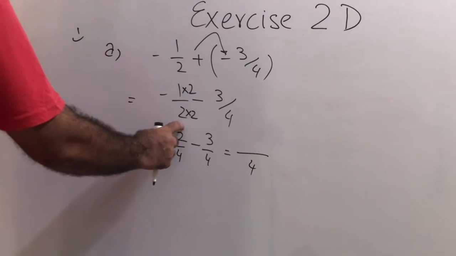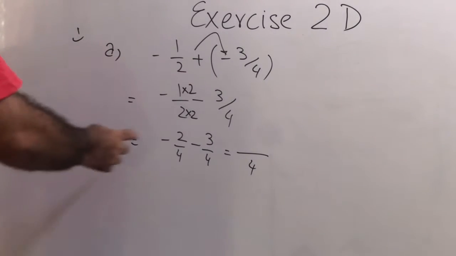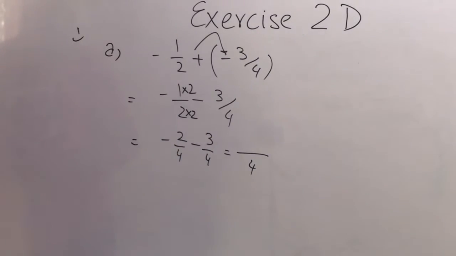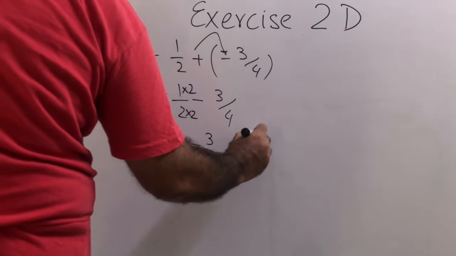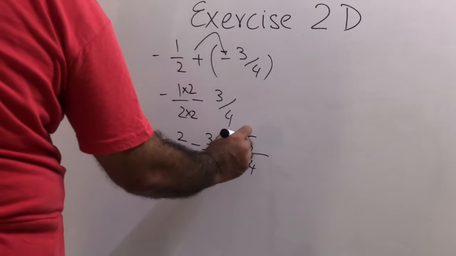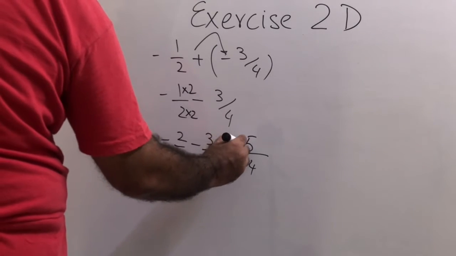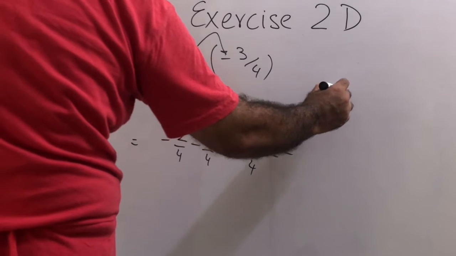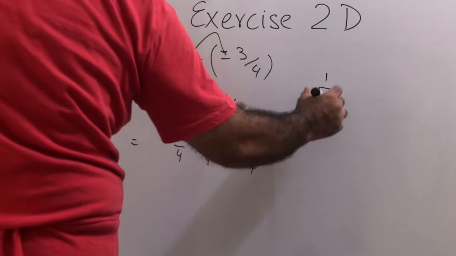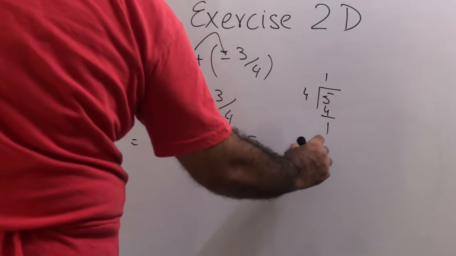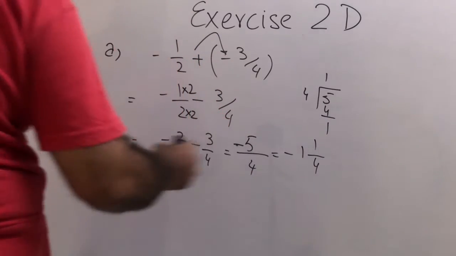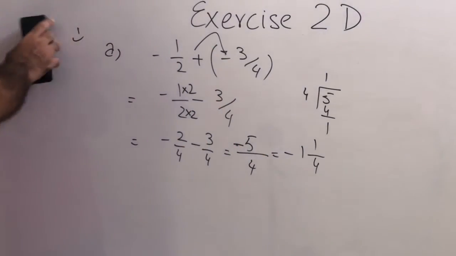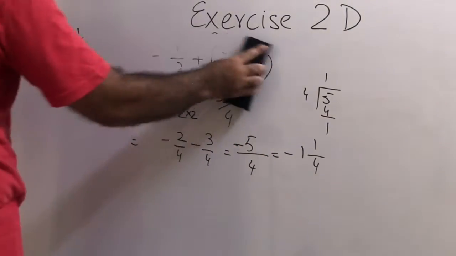Minus 2 minus 3. 2 is a loan, 3 is also a loan. So you add up the loan, and you finish with a loan of 5. This is minus 5 over 4. This is your answer. You can also divide by 4. 4 ones are 4, 1 left, so 1 whole number 1 over 4. The negative sign will be there. So this is part A. It was very simple. We did it in 2 steps only.